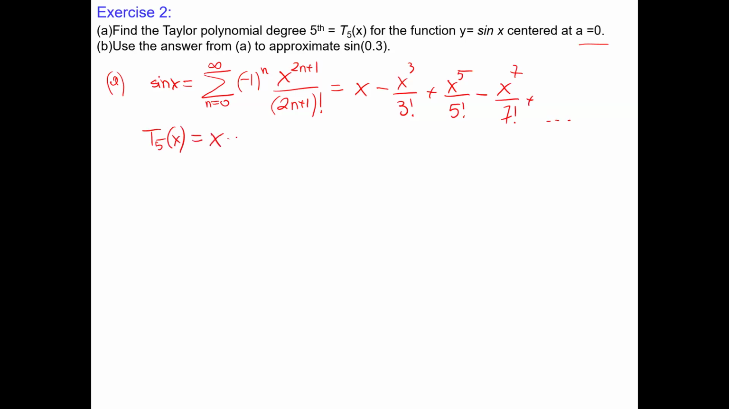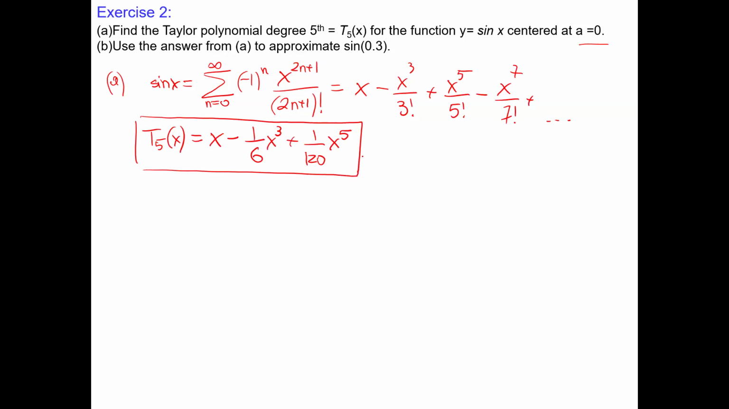But now we just have to list the fifth degree. That means I will copy the first term, then 3 factorial is 6, so x cubed over 6, and then 1 over 120 x to the power of 5, the fifth degree polynomial. If we were asked to find the fourth degree, we would actually stop at 3, because x to the power of 4 is not there. That means it's 0 times x to the power of 4. So we would stop at 3.